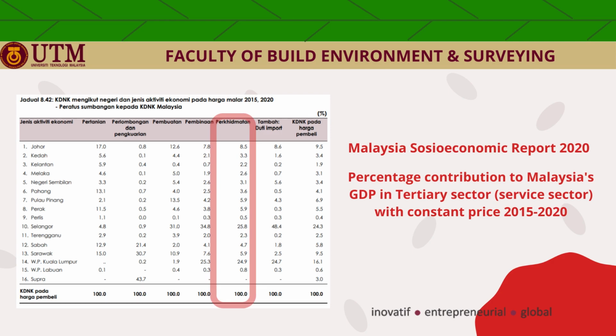Next, to define the indicator of the food industry development, we will use the percentage contribution to Malaysia GDP in the tertiary sector, which is the service sector, with constant price 2015 to 2020 from the Malaysia Socioeconomic Report 2020. So when a state has a high percentage contribution to Malaysia GDP in the tertiary sector, this means that the state has higher development of the food industry.